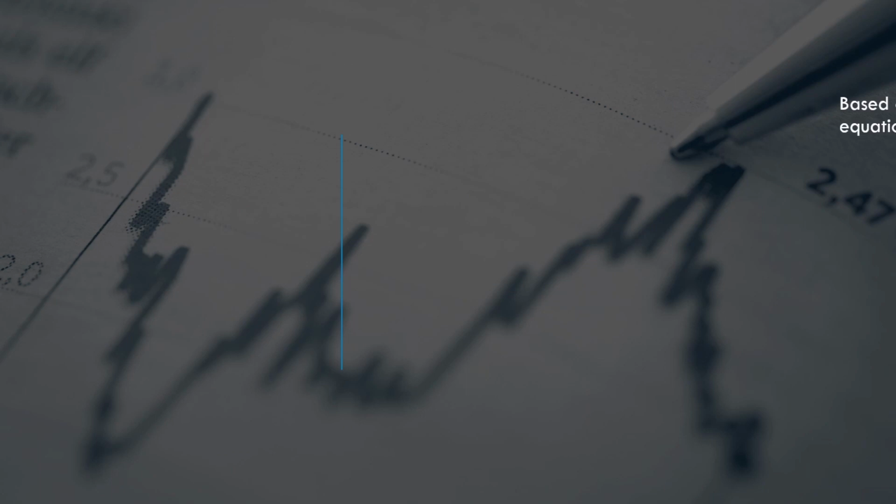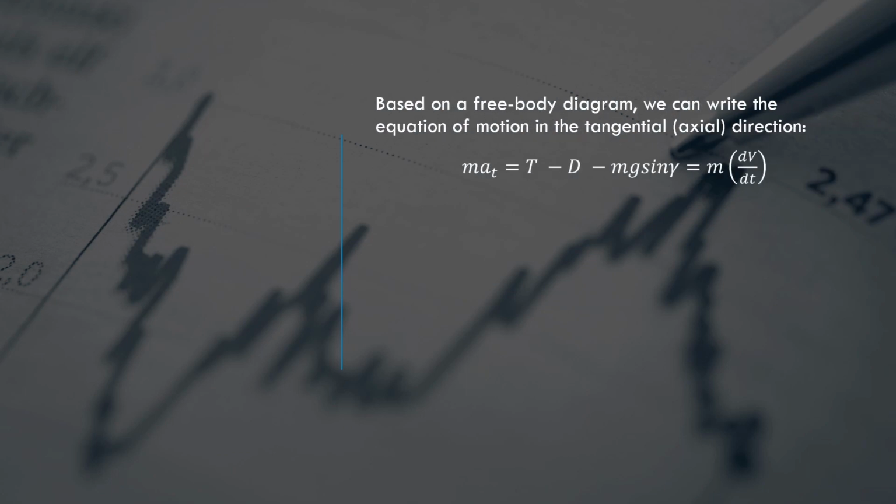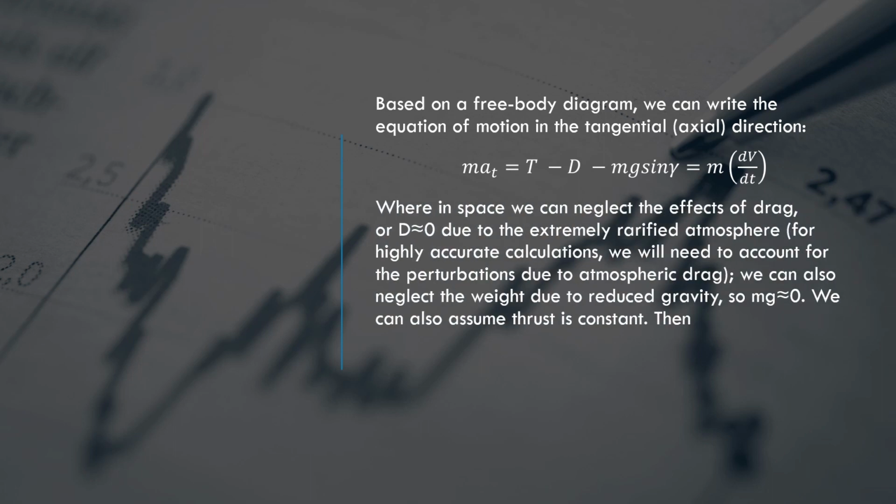The force equation is given by m a_t equals T minus D minus m g sin gamma, which equals m dv by dt. If we consider space, then we can neglect the effect of drag force due to the extremely rarefied atmosphere. As a result, the thrust produced can be considered to be constant. Then T is equal to m dv by dt, which is equal to minus Isp dm by dt.